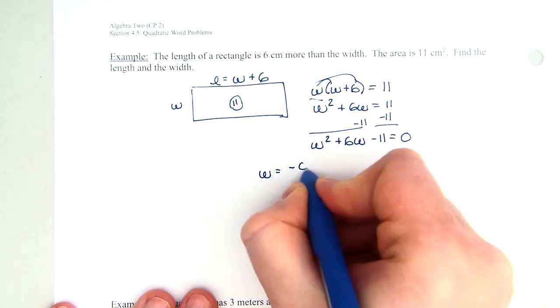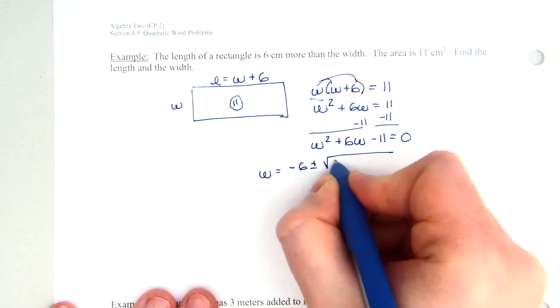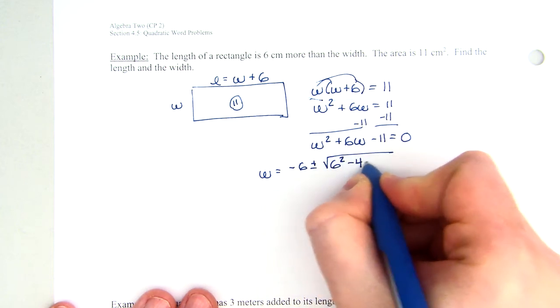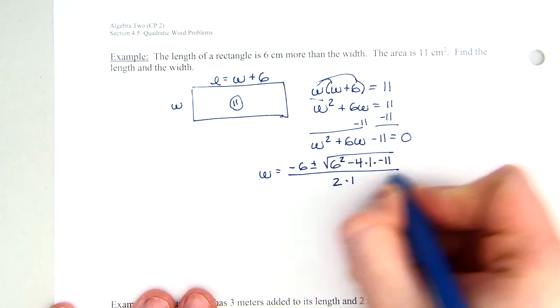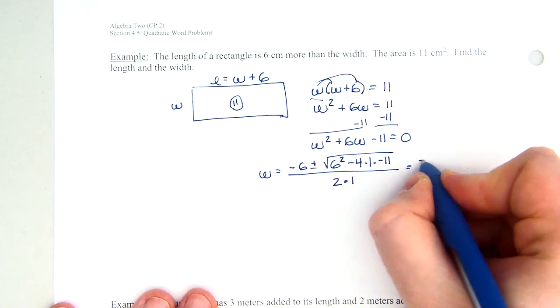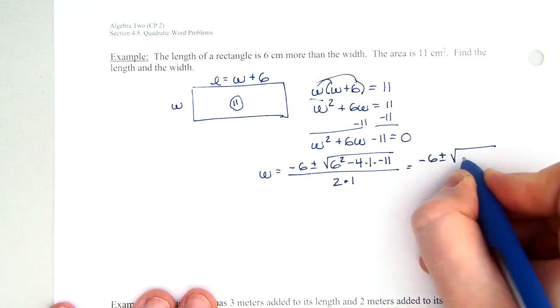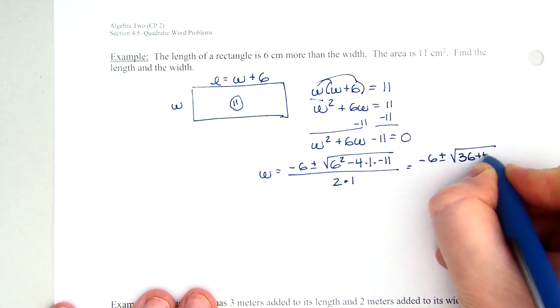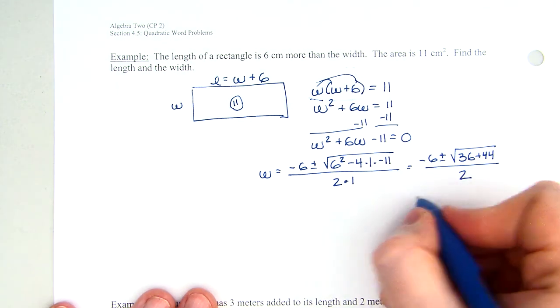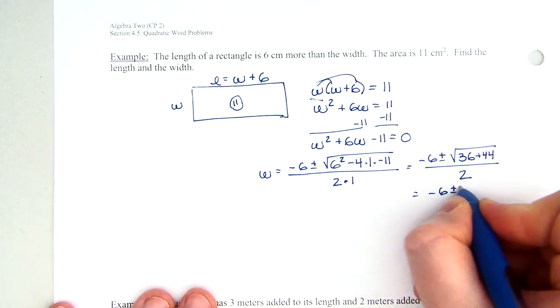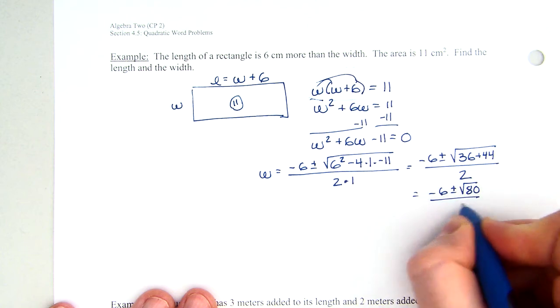W equals negative b, negative 6, plus or minus square root of 6 squared minus 4 times 1 times negative 11, all over 2 times 1. Negative 6 plus or minus square root of 36 plus 44, over 2. Negative 6 plus or minus square root, I believe, of 80 over 2.